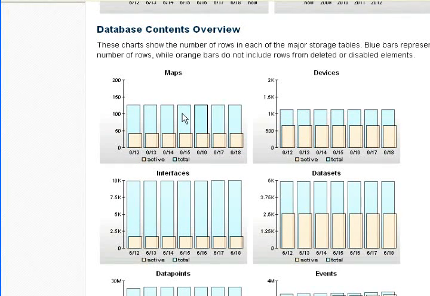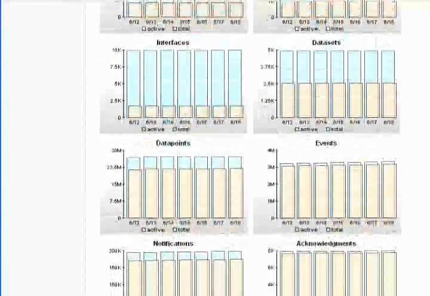Orange bars represent active rows, and blue bars represent the total number of rows, including those for elements that have been deleted. For maps, orange bars represent the number of maps enabled. For devices, orange bars represent the number of devices on enabled maps. This relationship is the same for the remaining data tables.